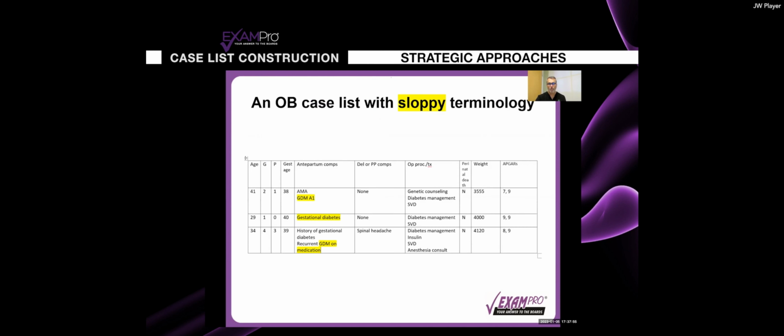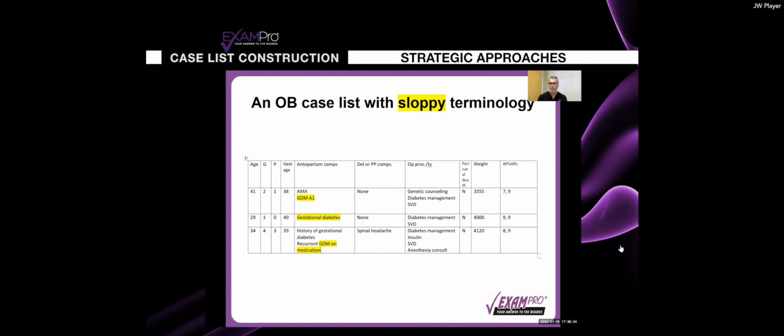And so here's an example of an OB list with some sloppy terminology, just to show you what I'm talking about. We have 3 OB cases. I've put them all in a row so that you can see this. The first one has GDMA1, and everything else is consistent. The treatment column across all 3 cases is fairly consistent. The second case is listed as gestational diabetes. We don't know if this is A1 or A2. And so if this is all on the same list, it's kind of difficult for me to figure out what's going on in this case.